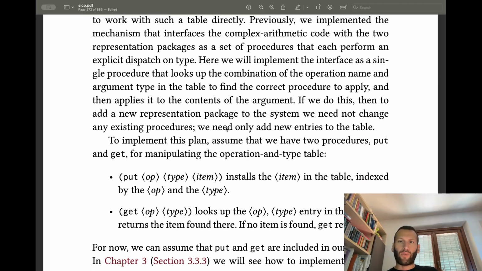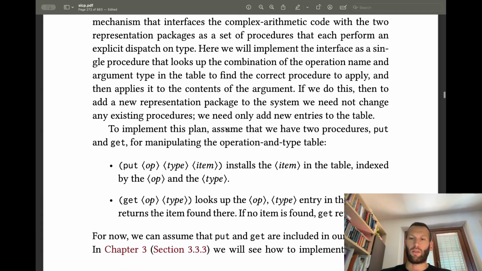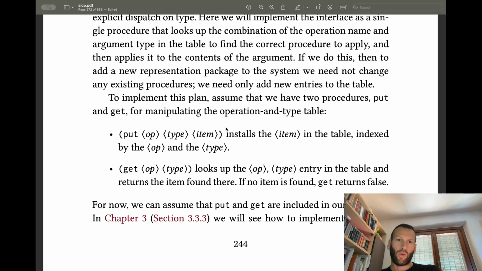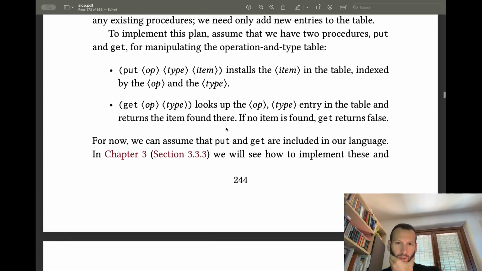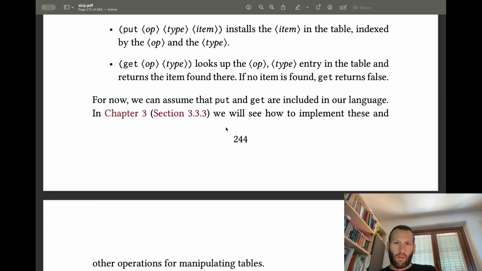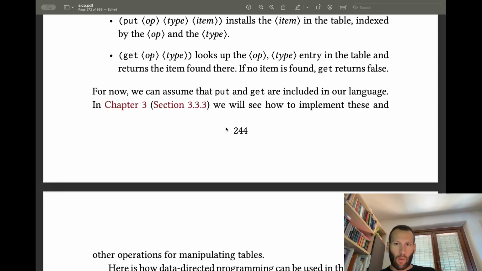Here, we will implement the interface as a single procedure that looks up the combination of the operation name and argument type in the table to find the correct procedure to apply, and then applies it to the contents of the argument. If we do this, then to add a new representation package to the system, we need not change any existing procedures. We need only add new entries to the table. To implement this plan, assume that we have two procedures, put and get, for manipulating the operation and type table. So put an operation of a given type and then the item, and get. For now, we can assume that put and get are included in our language.